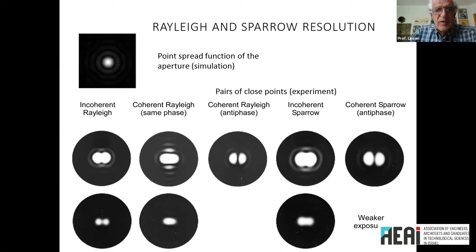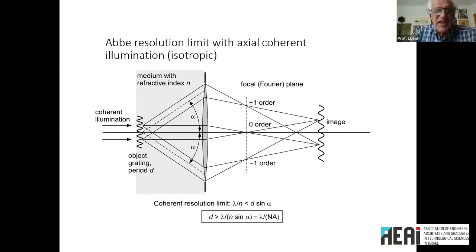Now, where did the Abbe resolution limit come from? Well, Abbe, as I said, introduced his idea by assuming that he was looking at a diffraction grating with period d, and illuminated it with coherent illumination. And then you would get a series of diffraction orders, 0, plus 1, and minus 1, and higher orders. Now, in order to get the image, the image is in fact the interference pattern between the first and the 0 and the minus first orders.